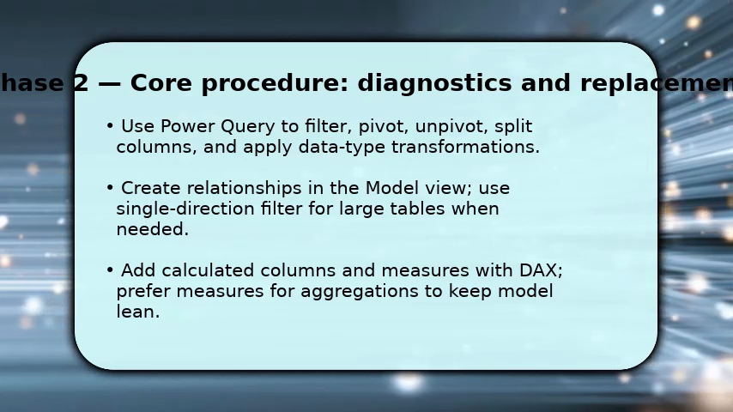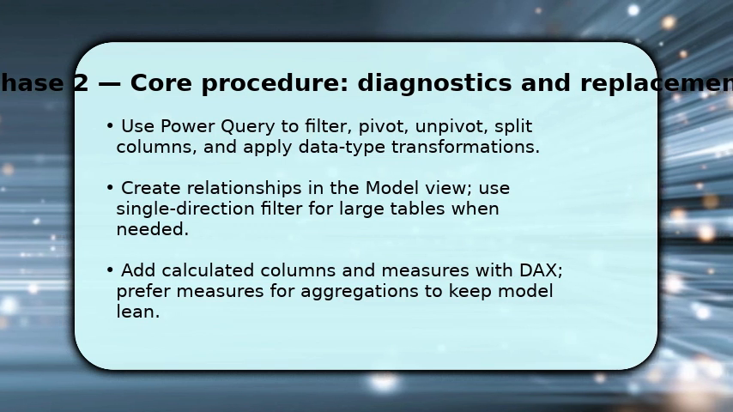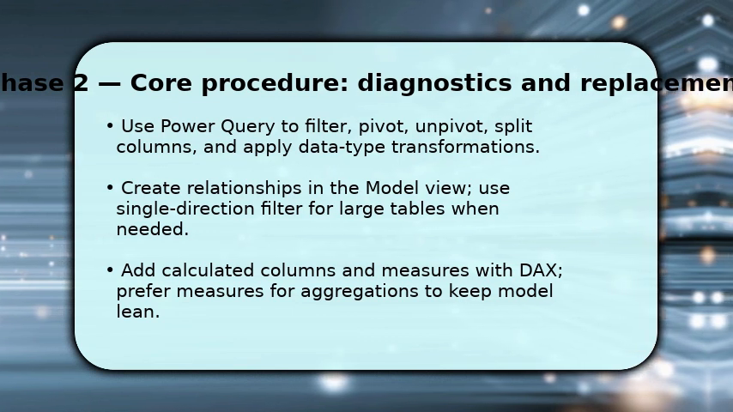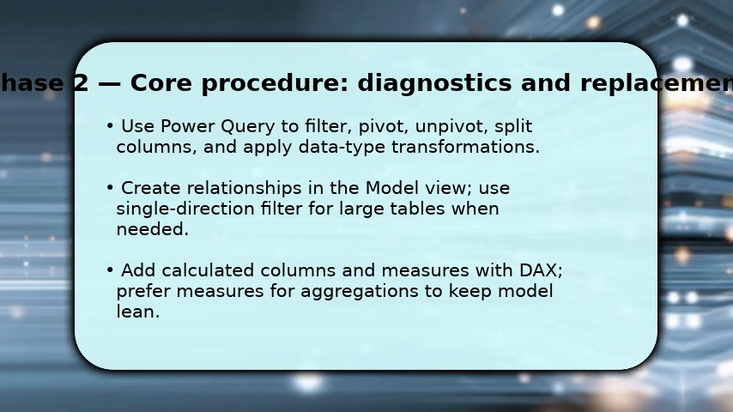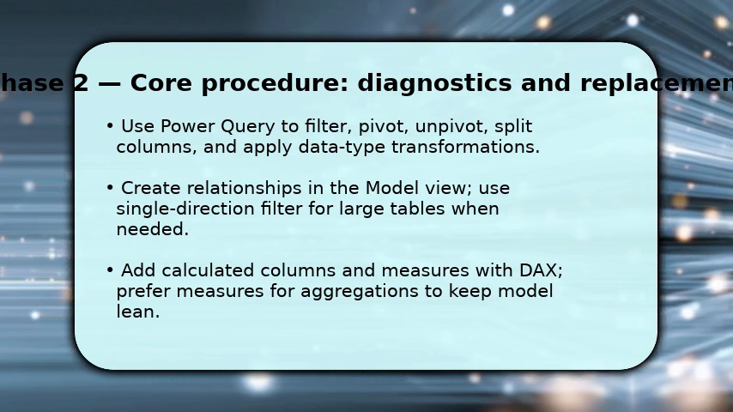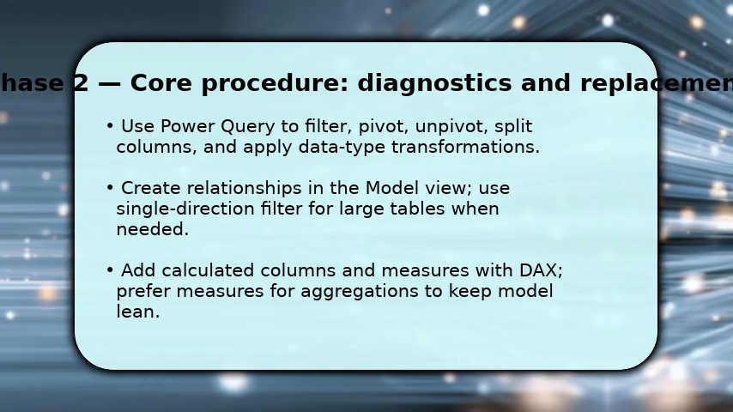Open Power Query to apply steps like removing rows, splitting columns, or unpivoting data so rows represent observations. Once transformed, load to the model and create relationships using keys. Use single direction joins for performance when appropriate.